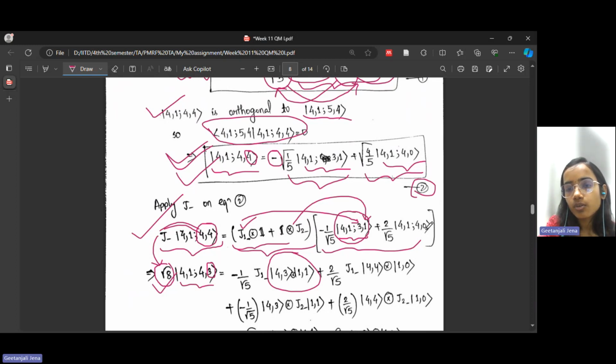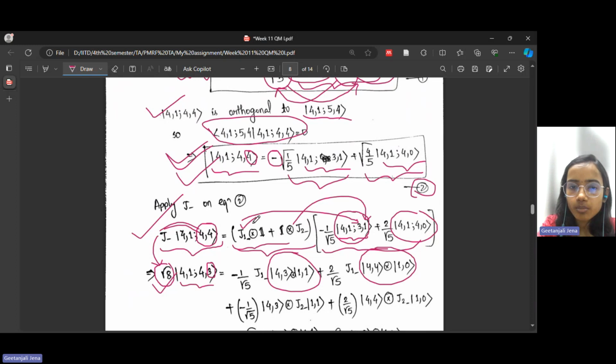Similarly, for 4140, you can write it as 44 cross 10, right? You can write it this way. So I have just changed the expression. These are the same, only I have changed the uncoupled notation. So now what will happen?